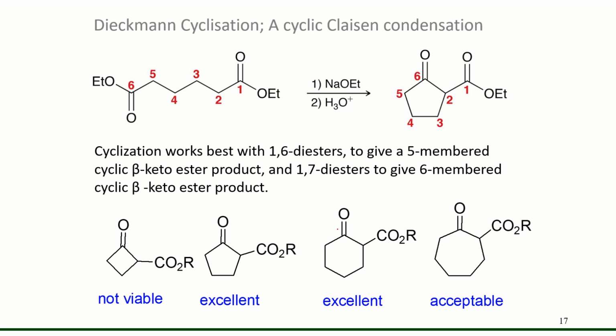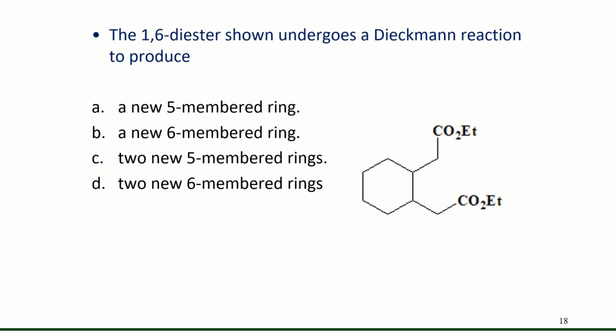You can see the products of the Dieckmann, yeah? The fact is that the 4-membered ring is not viable, i.e. the 1,5 diesters is useless to us. So we're only looking at the 1,6 diesters and the 1,7, which will generate our 6-membered ring. The 1,8 is not very good. So here, for example, we talked about the 1,6. So immediately you can just go ahead and give us the answer.